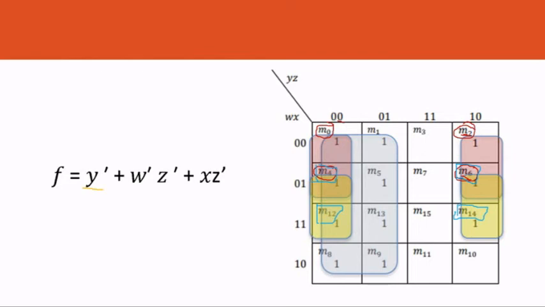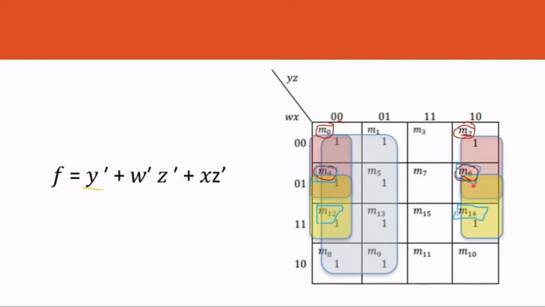Okay, so let's say we have X. Let's look at the value of X for M4, M6, M12, and M14. The value of X for M4 is 1. For M12, it's also 1. For M6, it's also 1. And for M14, it's also 1. So these four adjacent squares have the same value of X, which is X is equal to 1.